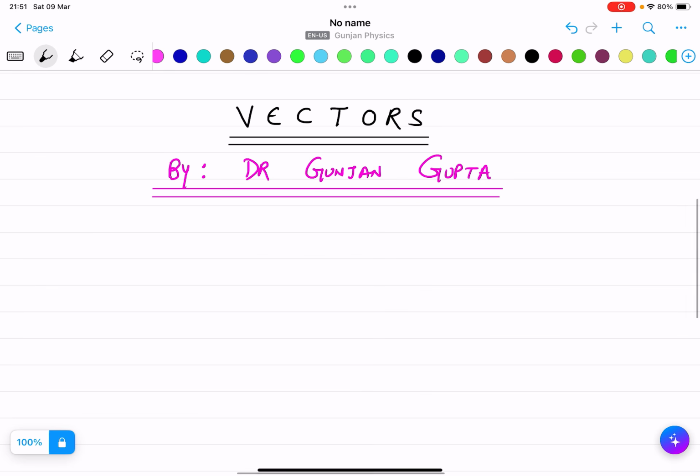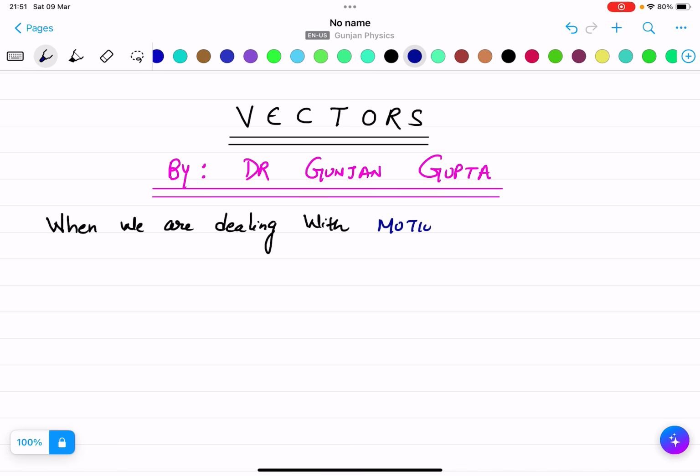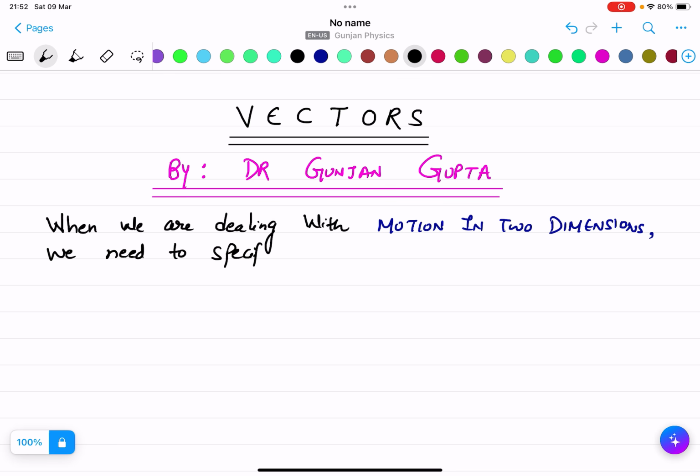Okay, in today's class we will discuss vectors. So when we are dealing with motion in two dimensions, we need to specify position. So for this we use vectors.